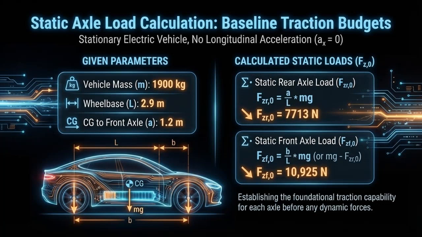Consider an electric vehicle with a mass of 1,900 kilograms. The wheelbase L is 2.9 meters, and the distance from the center of gravity to the rear axle A is 1.2 meters. Using the static load formulas, the rear axle static load FZR0 equals 7,713 newtons, and the front axle static load FZF0 equals 10,925 newtons. These values define the baseline traction available at each axle before acceleration, braking, or cornering begins.